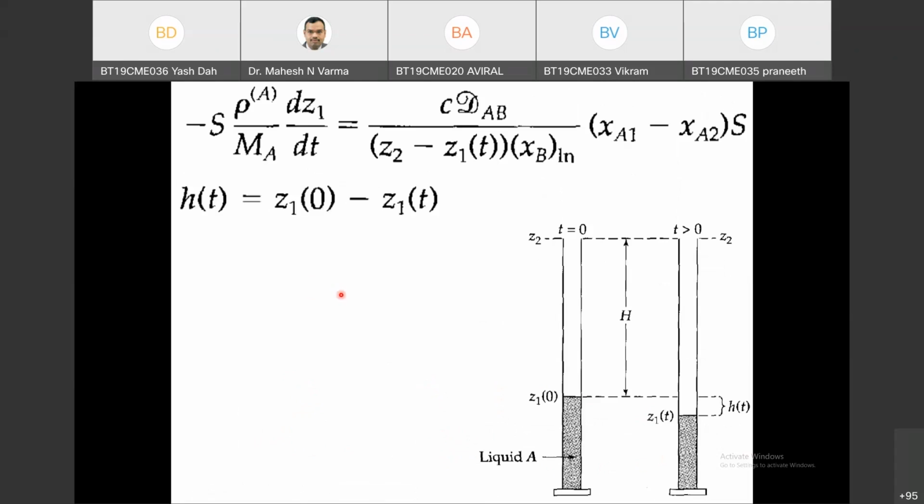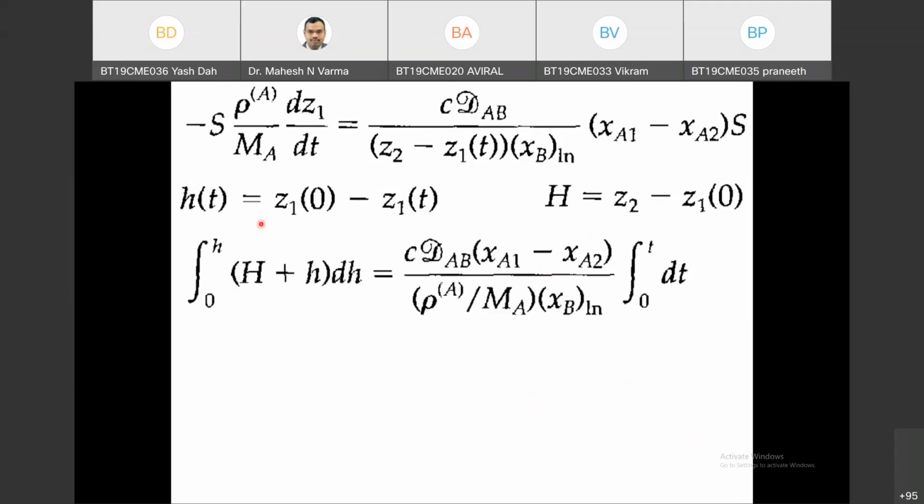Now rearranging this equation and writing this equation in terms of HT, you can say this HT. Z10 is constant, the initial height of the liquid, and Z1T is variable. And capital H is Z2 minus Z10. This is constant. So substituting this and rearranging the equation, you will be getting this equation.